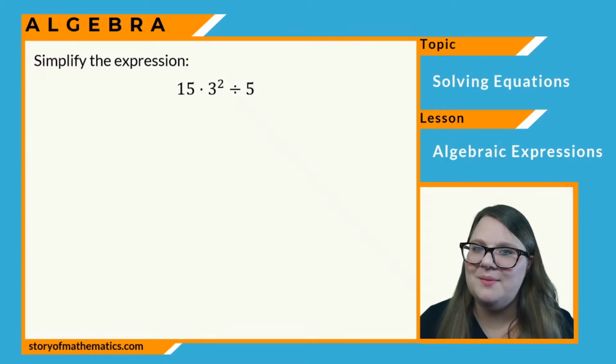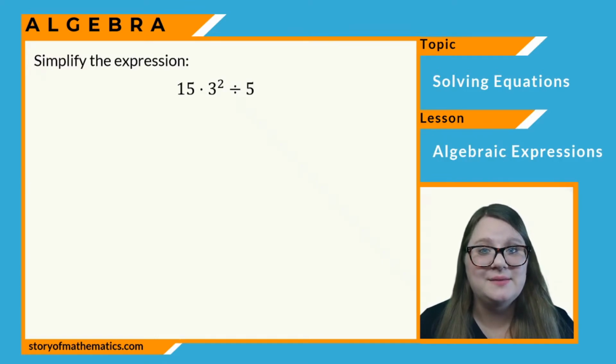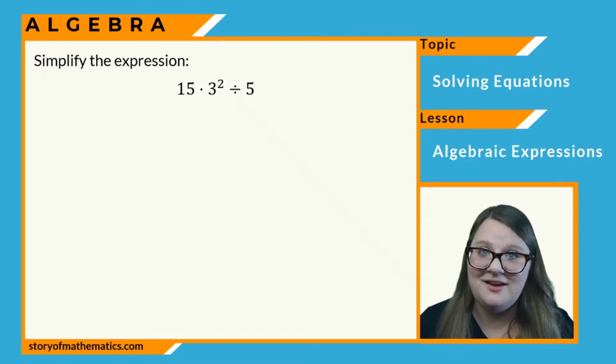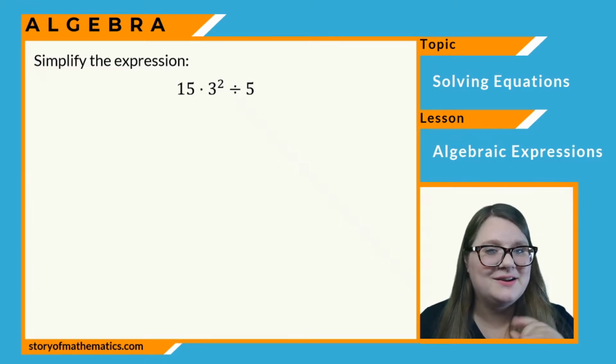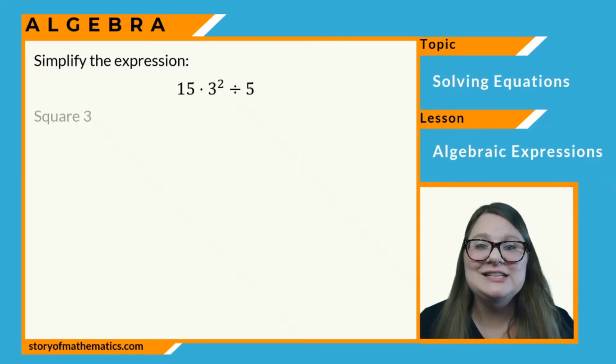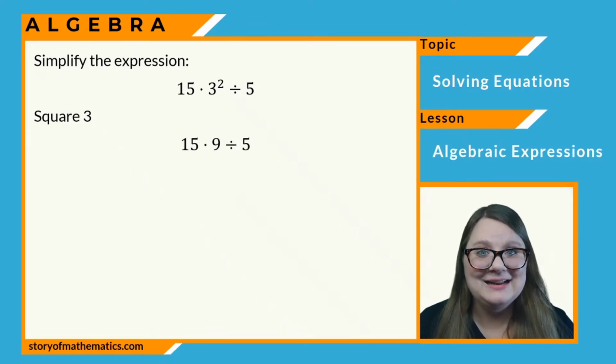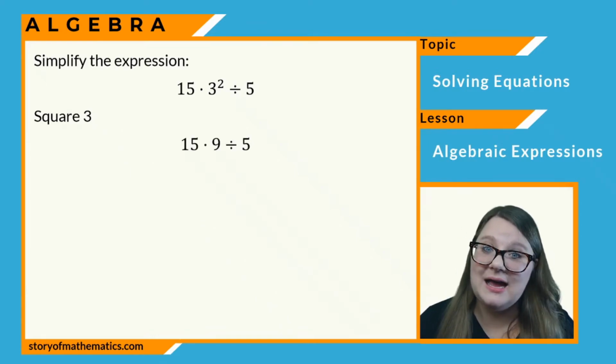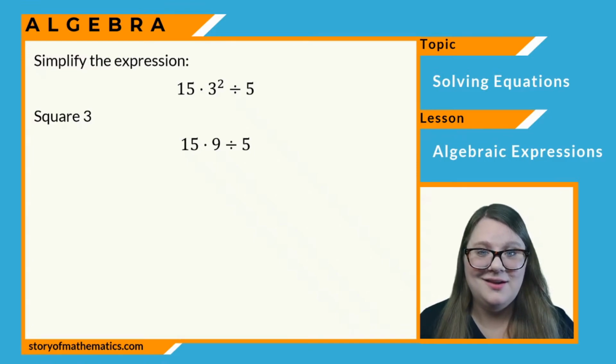Let's try another problem. This one is 15 × 3² ÷ 5. There aren't any parentheses, but there is an exponent. 3 squared. So when we square 3, it becomes 9. So now I have 15 times 9 divided by 5.